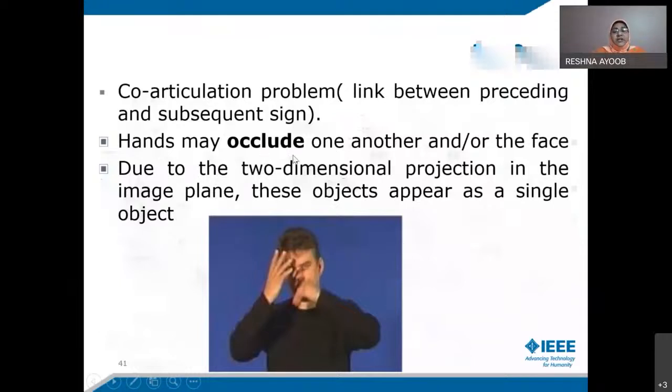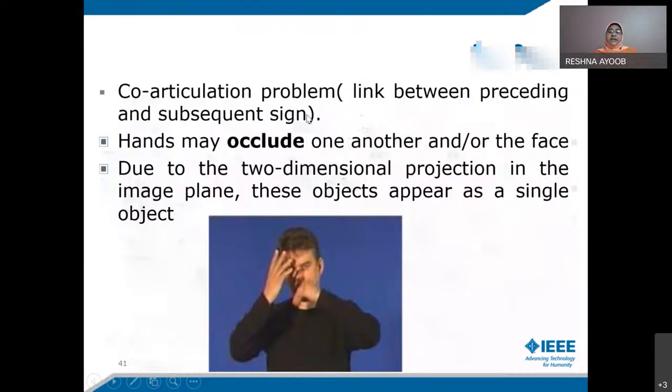Another problem is occlusion. Here you can see the face and the hand are occluded. The hand position will affect the face position. We cannot identify the face position correctly. So that is called occlusion.